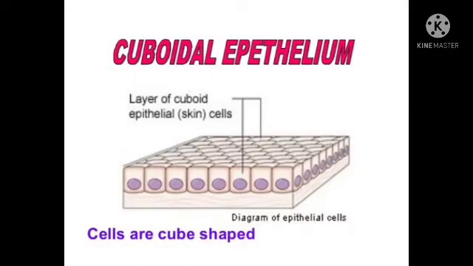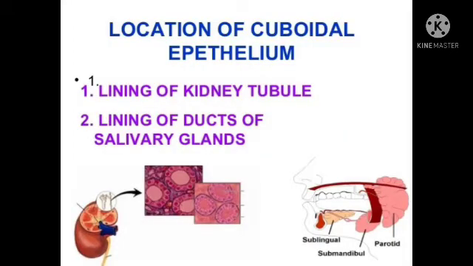Cuboidal epithelium. Cells are cube-shaped. Location of cuboidal epithelium: lining of kidney tubule, lining of ducts of salivary glands.